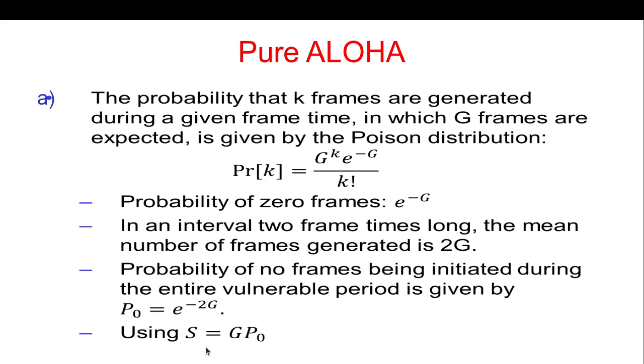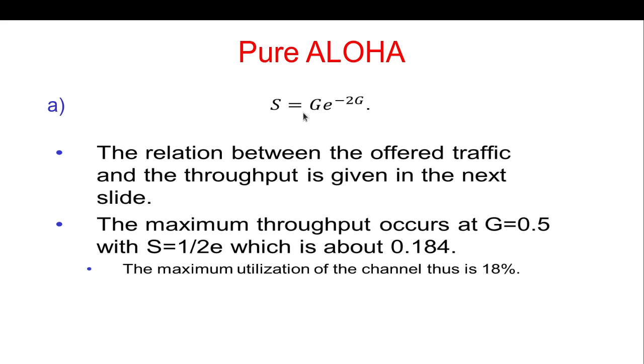So using the previous equation, the throughput was calculated to be g into p0. If you simply put the value of p0 into this equation, we get S is equal to G into e raised to minus 2G. So using this equation, we can now plot the relation between the offered traffic, that is G, and the throughput S, that is given in the next slide.